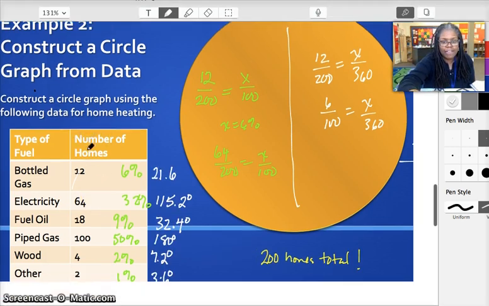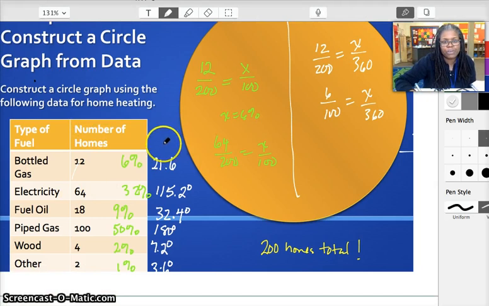You see that we have our degree measures over here in white, our percentages here in green, and the original values here. Let's talk a little bit about what we did, and I think you guys already know how to construct a circle graph, so I'll allow you to do that. At this time, we've got 12, 64, 18, 104, and 2. We added it together to figure out the total number. We've got 200 homes total. So everything we're going to compare as we come up with the percentages would be out of 200.